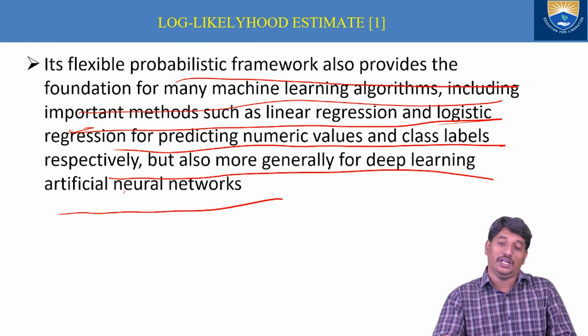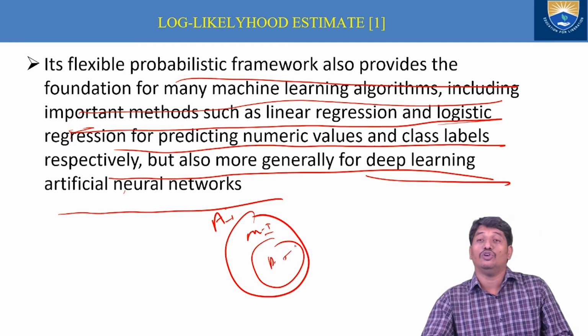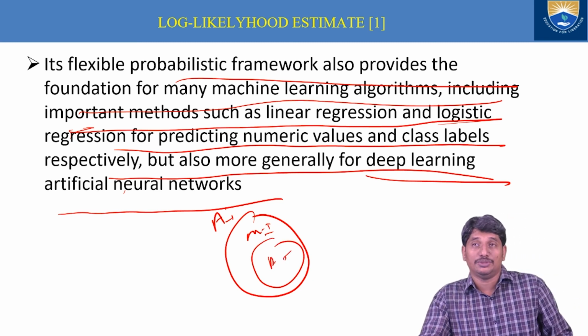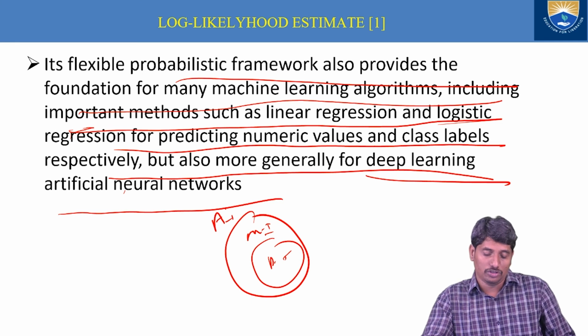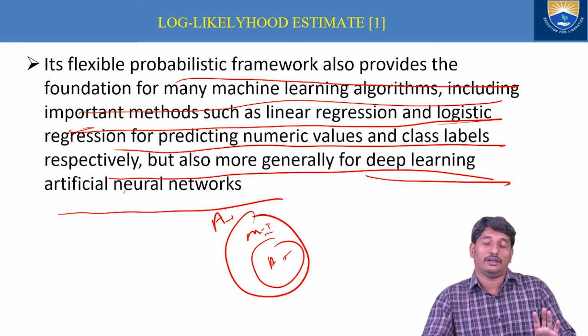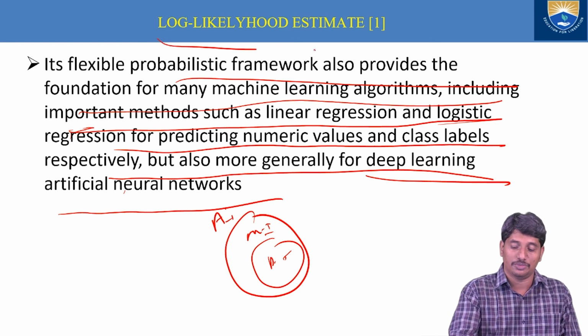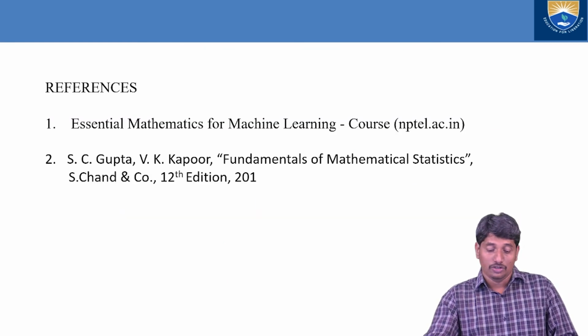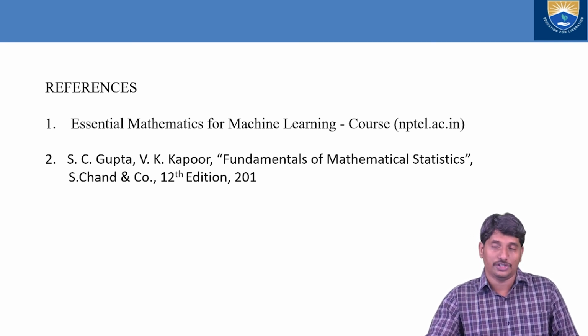Not only in machine learning, but also in deep learning, because artificial intelligence contains machine learning as a subpart, and machine learning contains deep learning as a subpart. So maximum likelihood estimation is very important in probabilistic modeling of the given data. That is why in calculating MLE, the logarithm plays a very important role. That is why log likelihood estimation is very important. Okay, so these are the references which you could go through to find out these things.